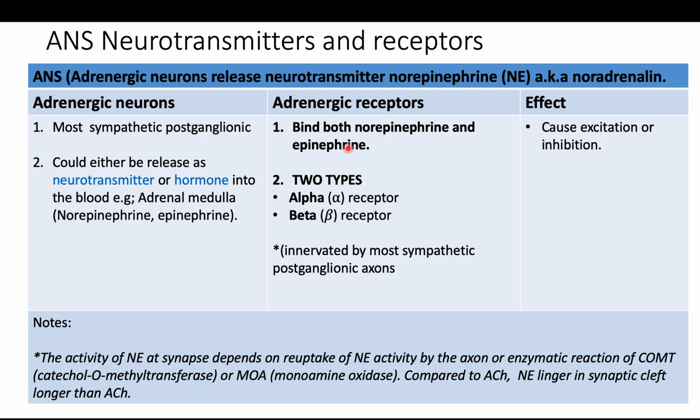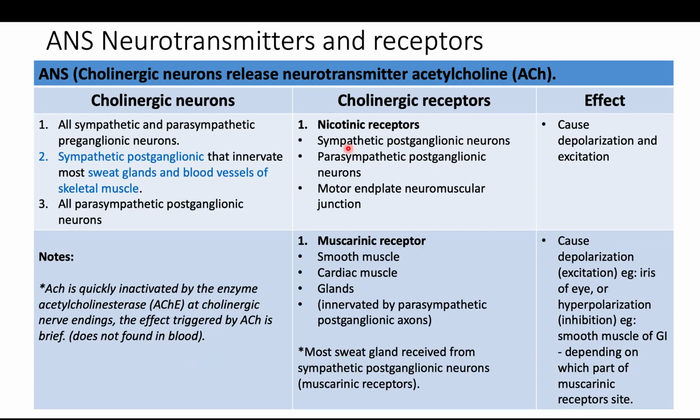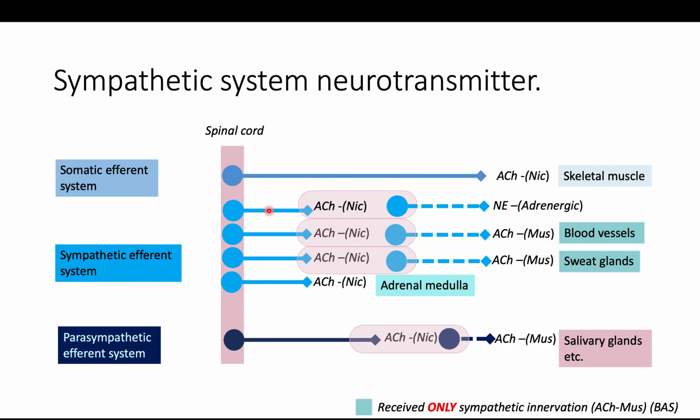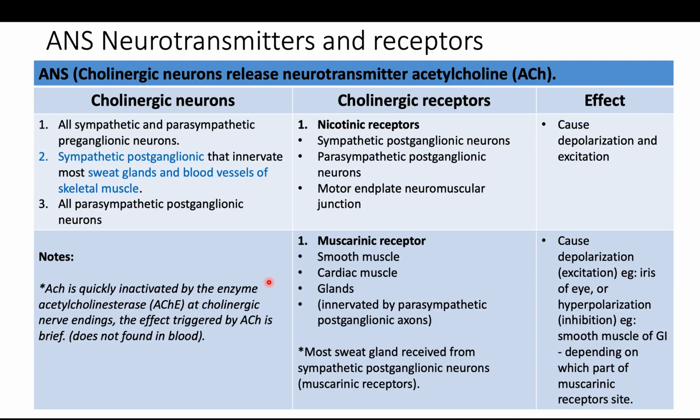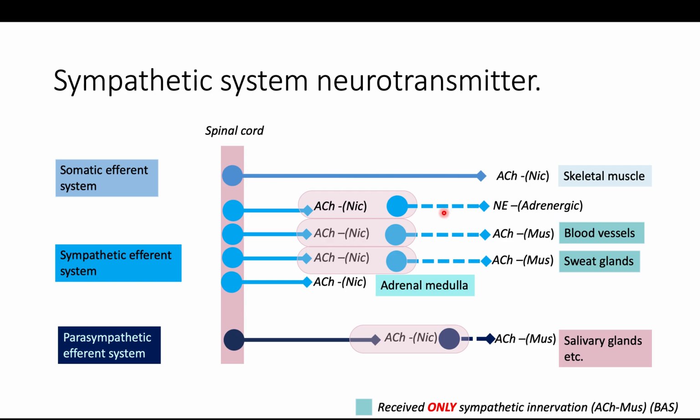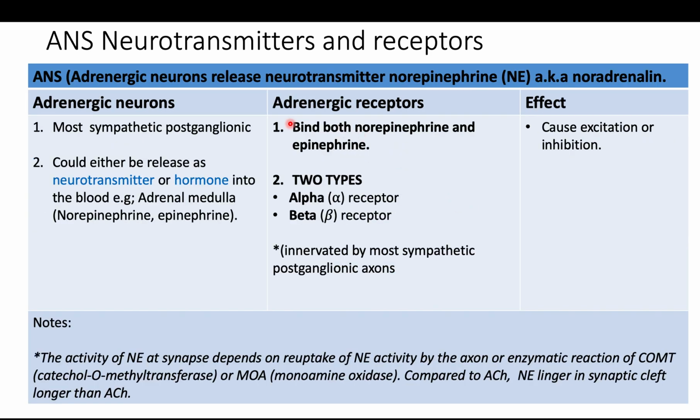Alright, so now let's move on to the adrenergic neurons. So what is an adrenergic neuron? Just now we said neurons that release acetylcholine we call cholinergic neurons. So an adrenergic neuron is a neuron that releases adrenaline. So this is the adrenergic neuron. Where is it located? It is located mostly on the sympathetic postganglionic neurons, and it could release either a neurotransmitter or a hormone, for example from the adrenal medulla.